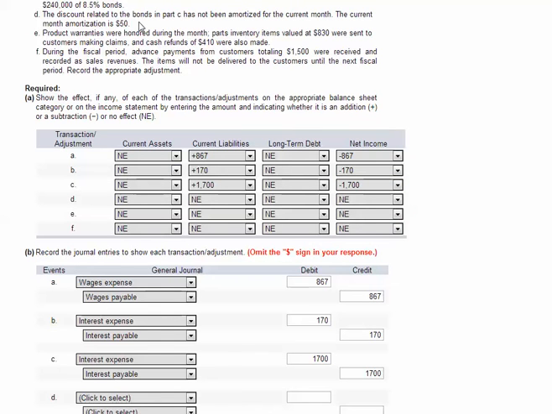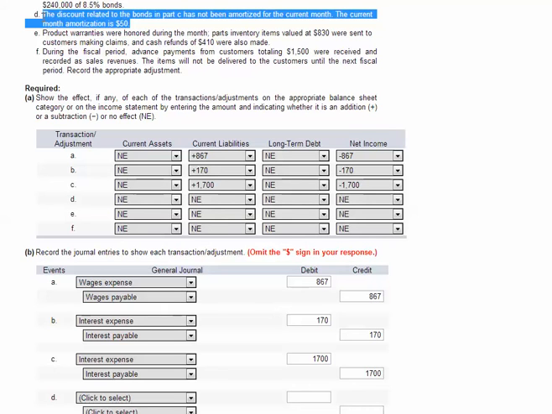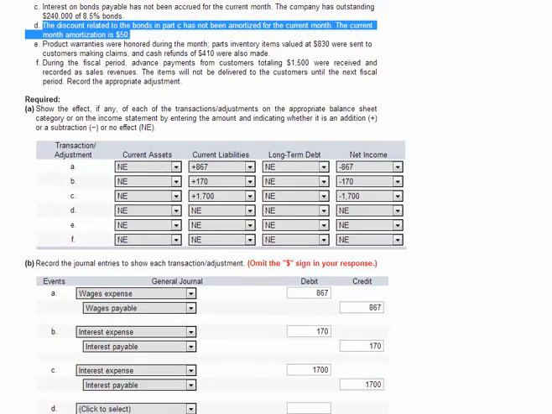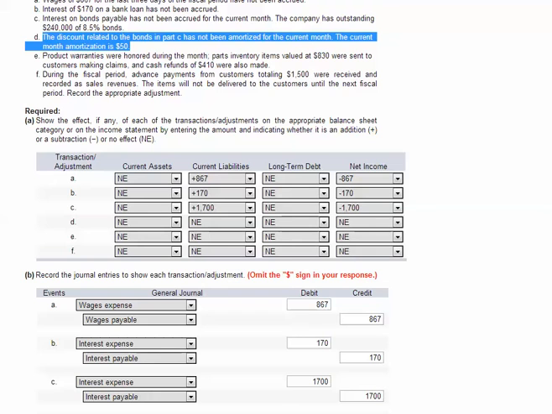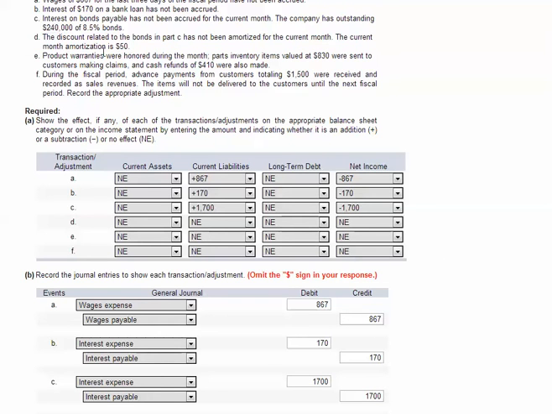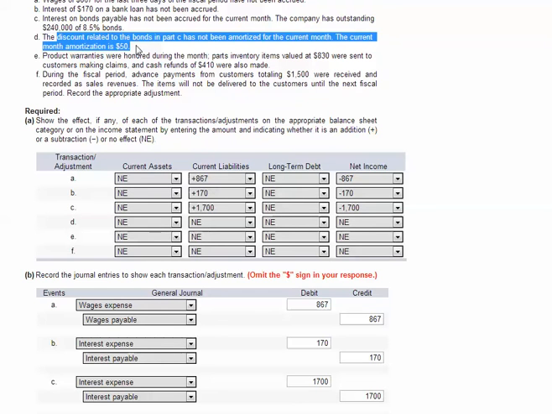All right, D here. The discount related to bonds in Part C has not been amortized for the current month. The current month amortization is $50. Well, let's scroll up and look at C. Interest on bonds payable. Okay, so it says the discount. This was what I was looking for. Premium or discount. In this case, it says we have a discount on the bond. So this $50 is going to increase our interest expense over the life of the bond.